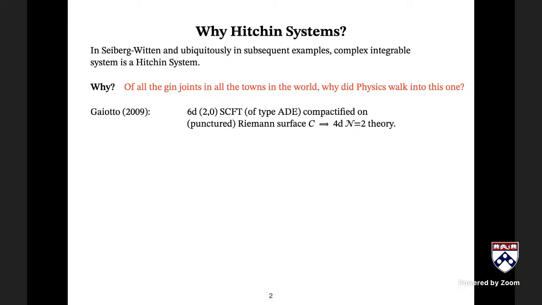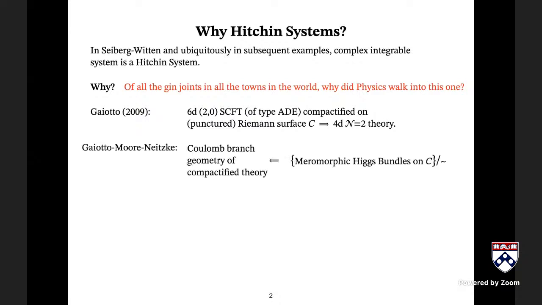The answer really was given very beautifully by Davide in 2009 when he pointed out that if you start with the (2,0) superconformal field theory in 6 dimensions, these come in a sort of ADE classification, and you compactify them on a punctured Riemann surface with a suitable topological twist, you get a 4D N=2 theory at low energies. And as explored beautifully by Gaiotto, Moore, and Neitzke in a series of papers, the Coulomb branch geometry of that 4D theory is encoded in the Hitchin system on this curve C that you compactified on.